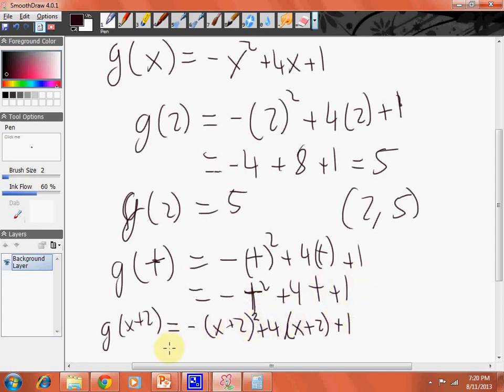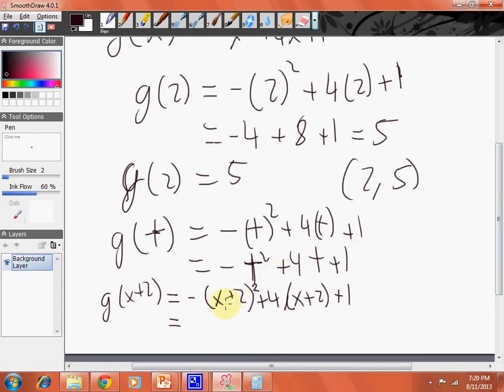But the average person, and you know Mr. S is not average, would probably FOIL this out, but Mr. S knows how to do this in his head. This is going to be negative x squared, this times this is 2x times 2 is 4x, and this is going to give you the 4. And then we have plus, and when you distribute the 4 inside, you get 4x plus 8, and then plus 1.